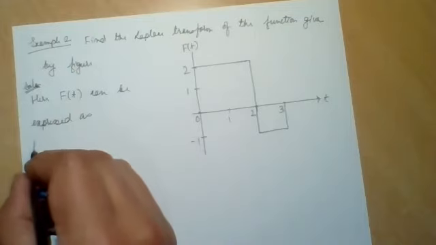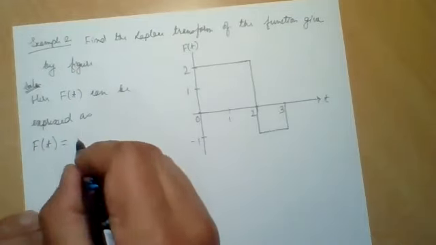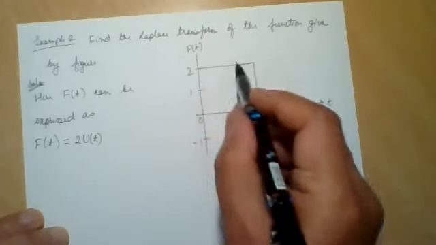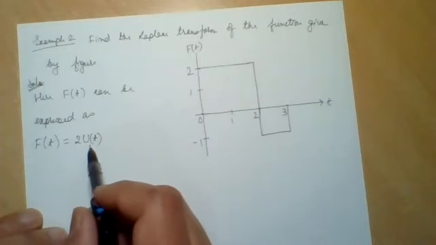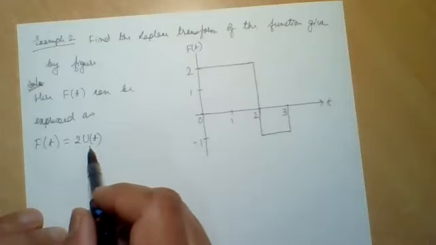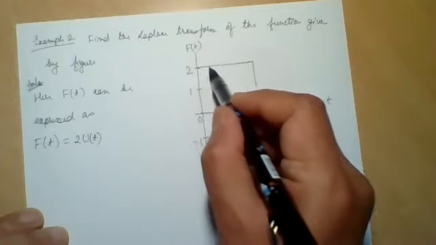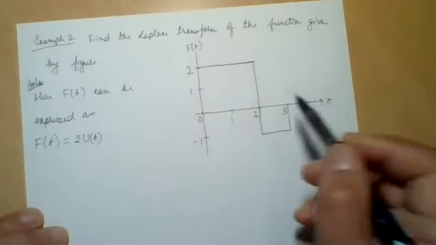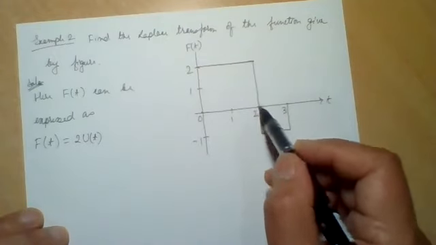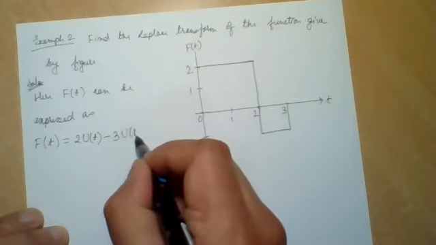Here, f of t can be expressed as f of t equal to twice u of t. Twice u of t means for values of t less than 0, this function is 0. For values of t greater than 0, this function is 2. So this starts from here and it will continue forever. But we want it to jump to minus 1 at the point t equal to 2. So what should we do? We should subtract 3 times u of t minus 2.